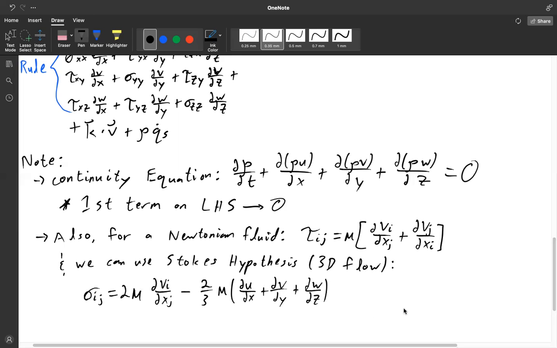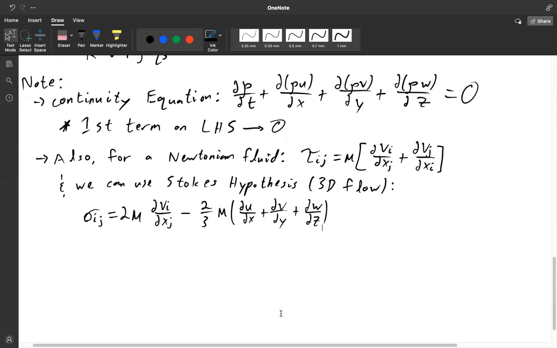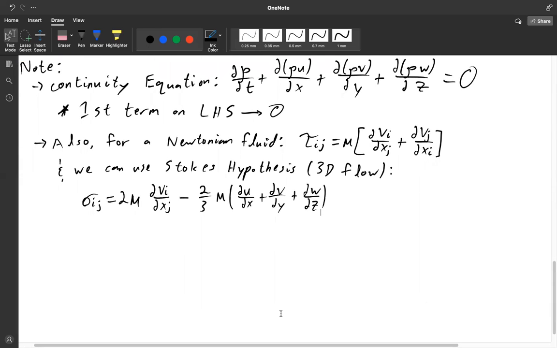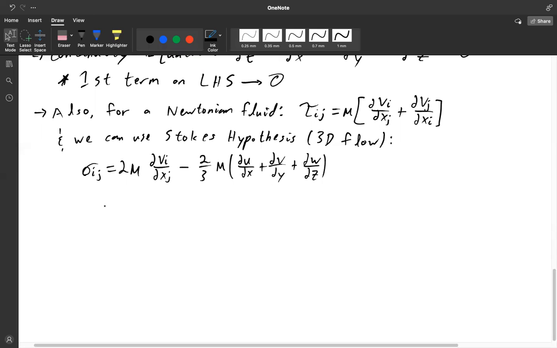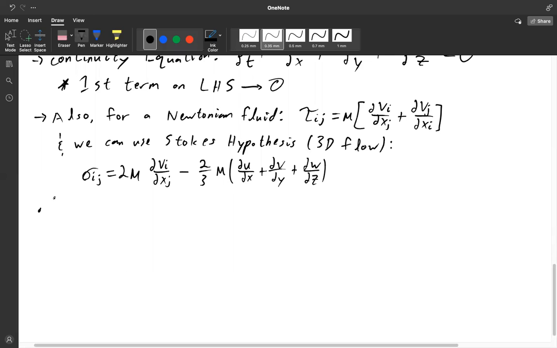And again, I won't be going over the details of Stokes' hypothesis. I will only be applying the hypothesis for this video. However, if you would like more information on Stokes' hypothesis, I will leave a link down in the description. So with tau ij and sigma ij, we can write the following terms.